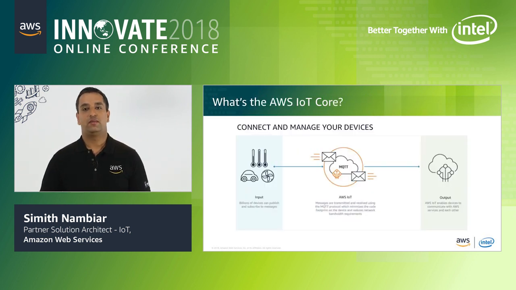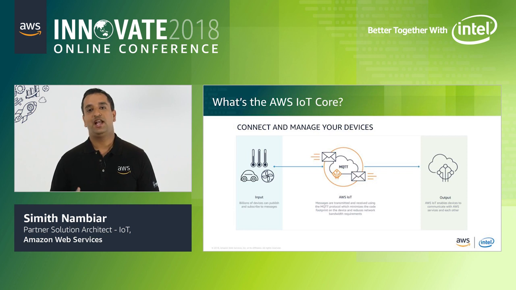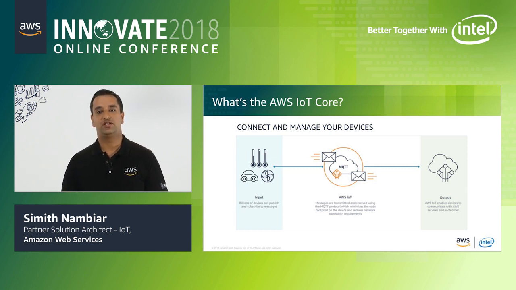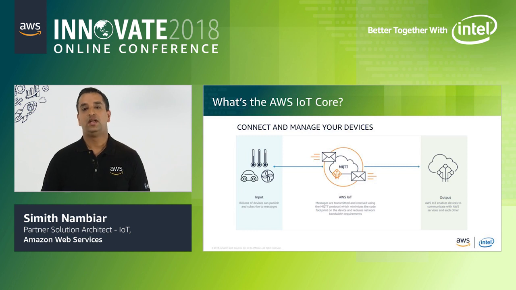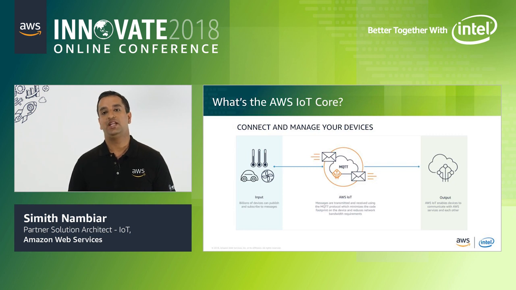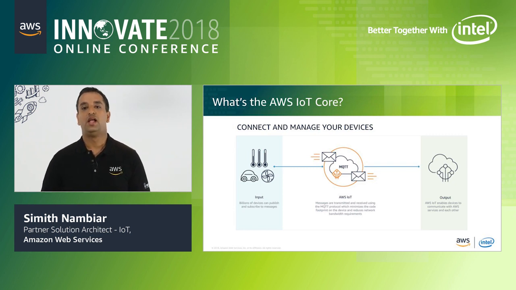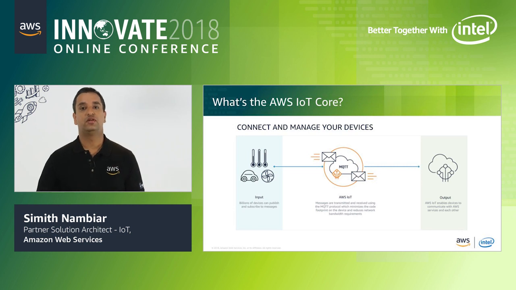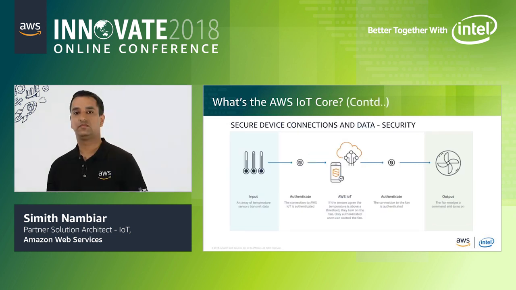AWS IoT Core is a managed cloud platform that lets connected devices easily and securely interact with cloud applications and other devices. The IoT Core allows you to easily connect devices to the cloud and to other devices. It supports HTTP, WebSockets, and MQTT, that is, the message queue telemetry transport, a lightweight communication protocol specifically designed to tolerate intermittent connections, minimize the code footprint on devices, and to reduce network bandwidth requirements.